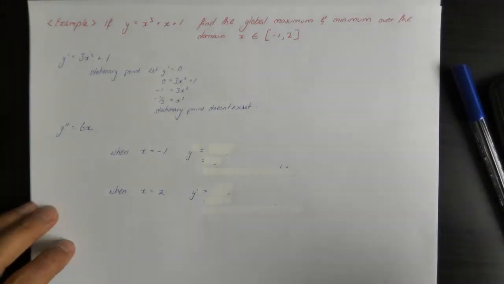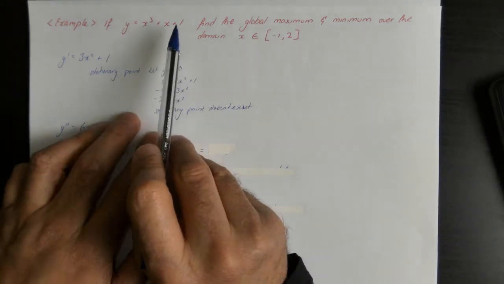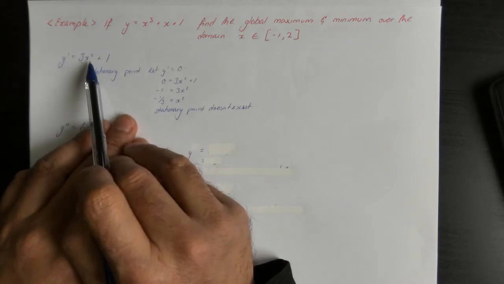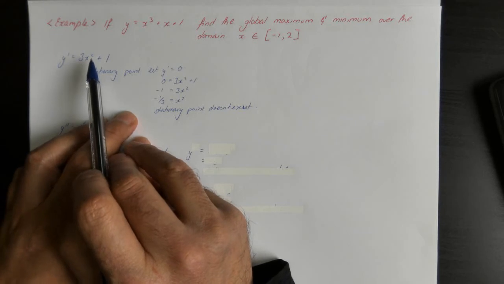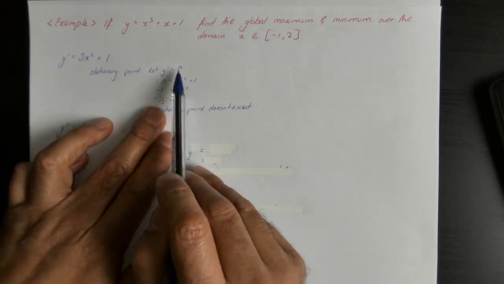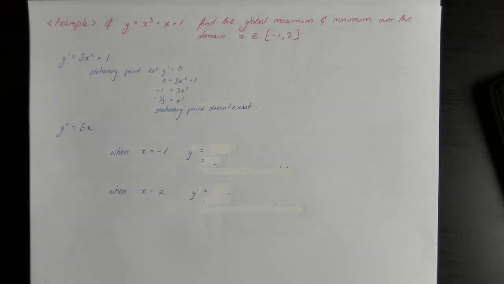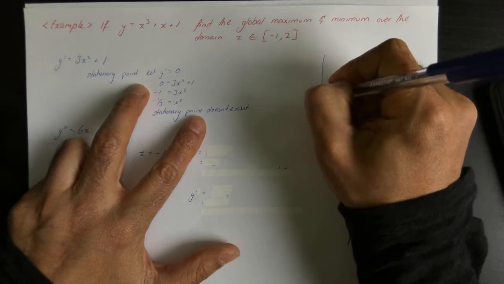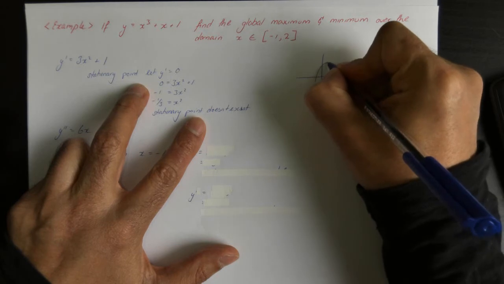Okay. If I have this function y equals x to the power 3 plus x plus 1, we want to find the global maximum and minimums over this domain. So if I differentiate that, I get 3x squared plus 1. And if I want to find any stationary points, I set it to be 0. The problem is if I set that to be 0, I get negative 1/3 equals x cubed, and I can't do the square root of that, so a stationary point doesn't occur. I know that this function looks something like that.